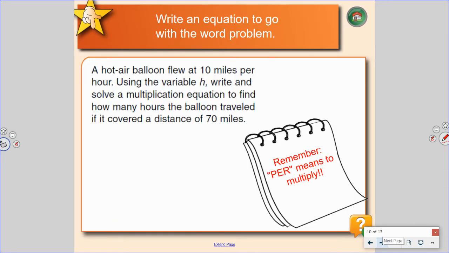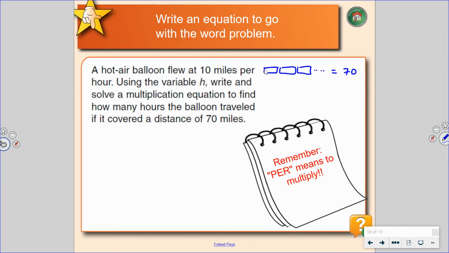Let's carry you through into some word problems, ladies and gents. So here we go with a hot air balloon flew at 10 miles per hour. Using the variable h, write and solve a multiplication equation to find how many hours the balloon traveled if it covered a distance of 70 miles. So all I'm seeing is balloon travels here, balloon travels here, balloon travels here. In the end, it's going to be 70.